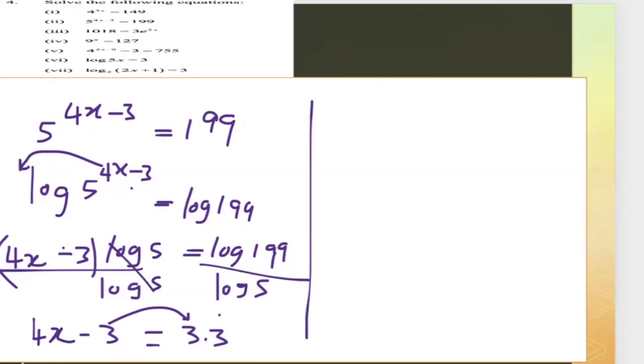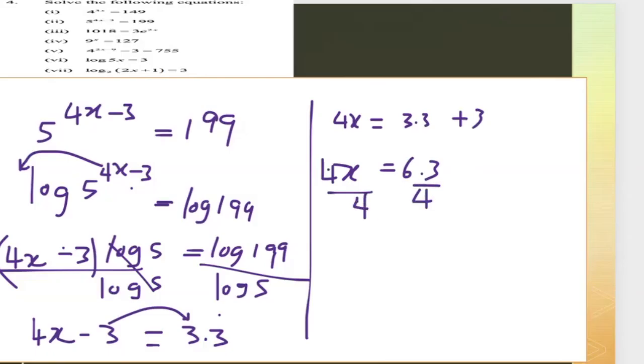So that means I have 4x equal 3.3 plus 3. So 4x equals 6.3, and then you divide by 4. So that cancels. And then we enter 6.3 divided by 4. And our answer is 1.6 or 1.575 if you want to put that.